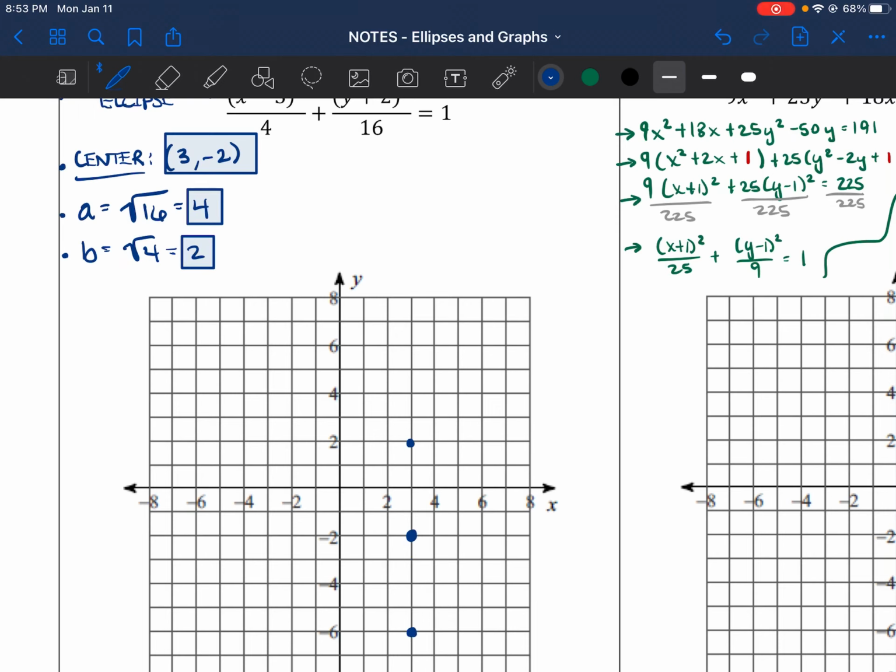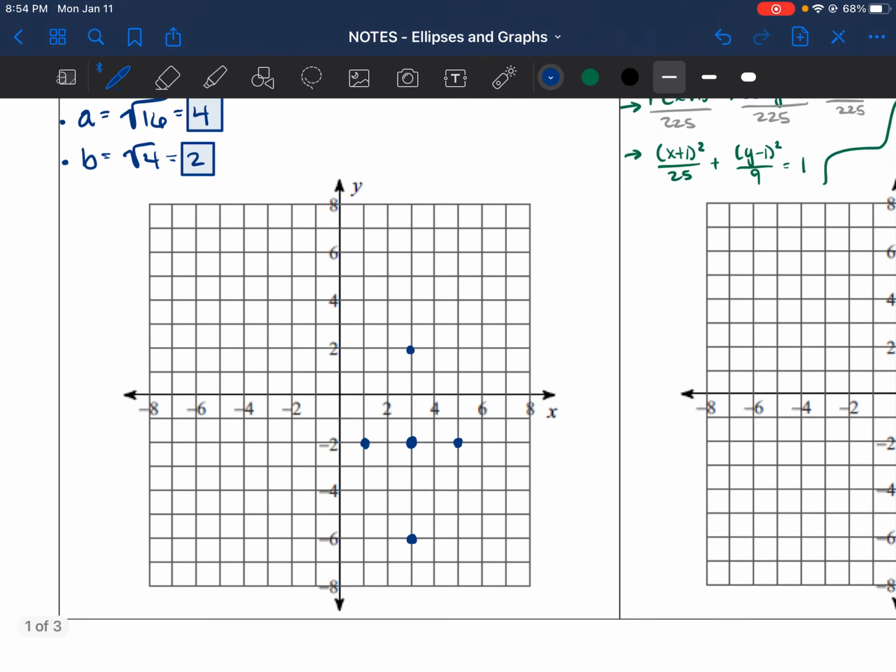Next, we want to look at B. Remember that B represents the distance from the center to the co-vertices on each side. So we want to go 2 in each of the minor directions. And again, since this is a vertical ellipse, the minor directions are left and right. So 2 to the right, 2 to the left.